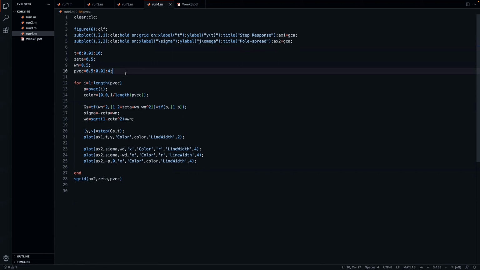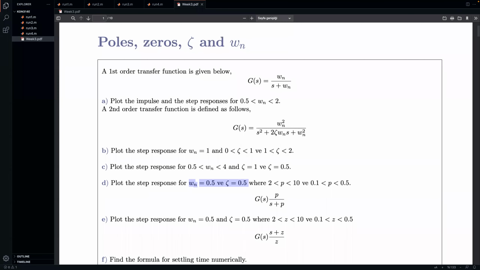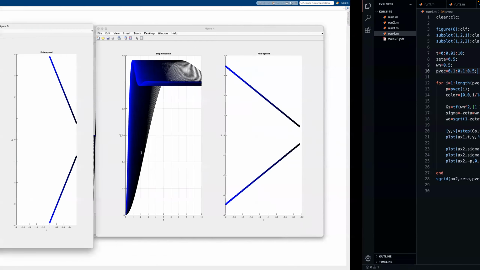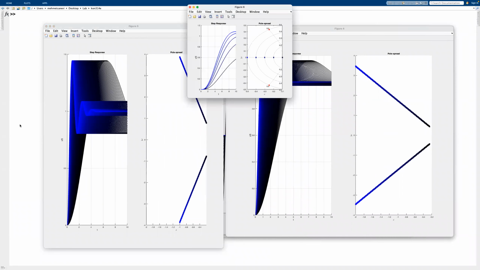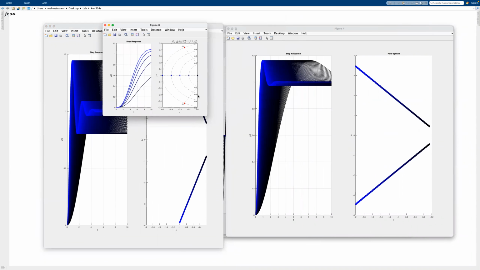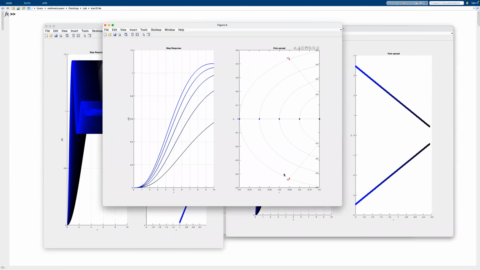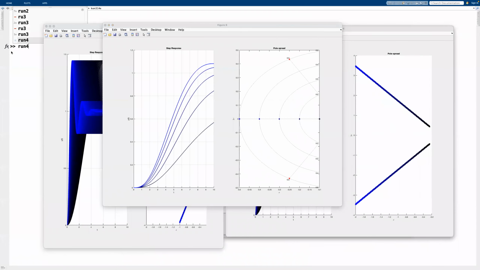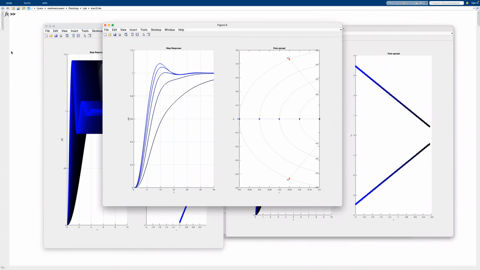Zeta omega n seems to be right. The pvec interval was 2 and 10, and 0.1 and 0.5. Let's take 0.1 and 0.5. Seems to be all right. Run 4. But we need a little bit more time. Good to know. Let's make it, for example, 30 seconds. Run 4. There we go.